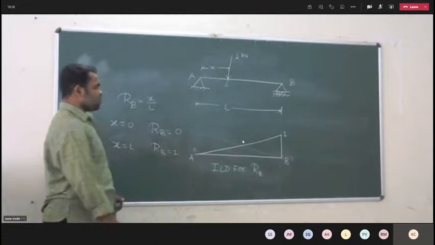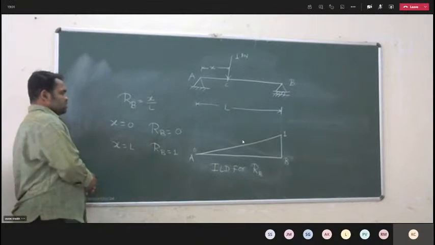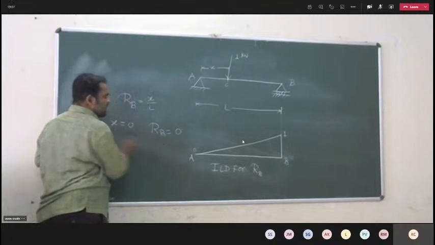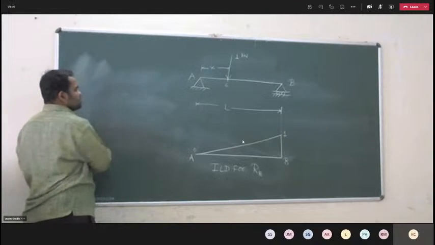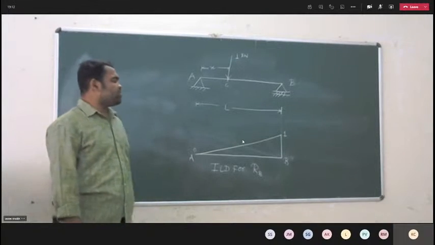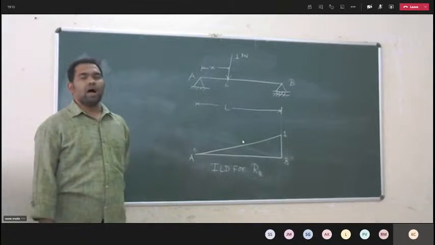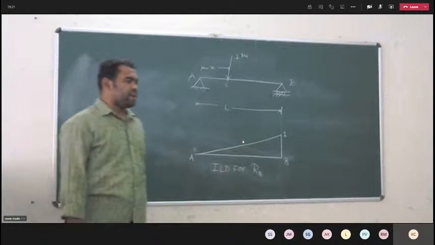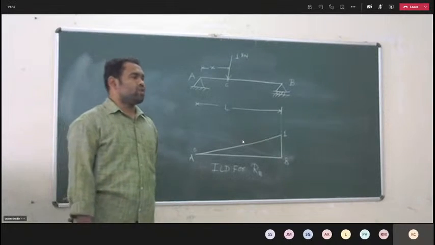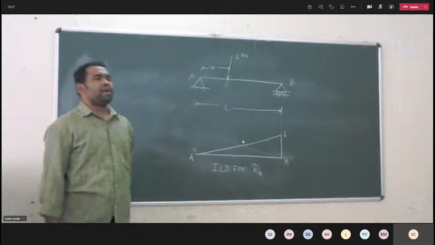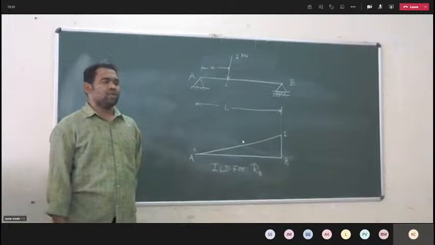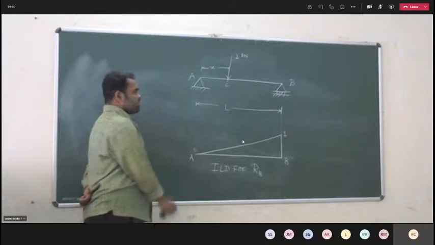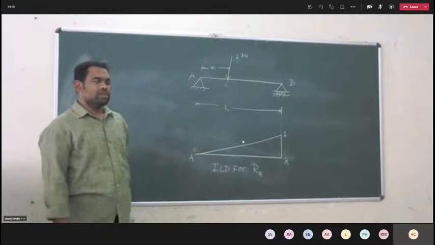Remember this? We have already discussed this in the last lecture, and I am just briefly recapping it. This is regarding the ILD for the reactions, ILD for reaction RA and ILD for reaction RB. As I told in the last lecture, what is an influence line diagram? It is a graph or plot which you have to draw for the reaction, for shear force at a section, bending moment at a section, for the unit load. I think all of you know this, right?